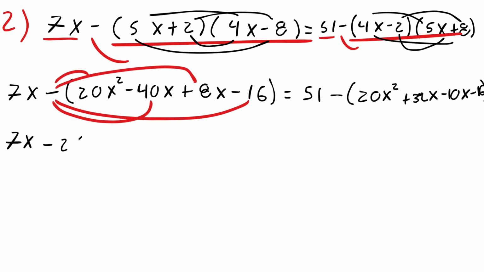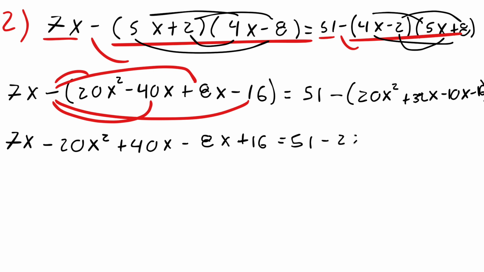7x minus 20x to the power of 2 plus 40x minus 8x plus 16. And what about the other side? So, minus 20x to the power of 2 minus 32x plus 10x plus 16. Perfect. Now, what happened? What can you see?